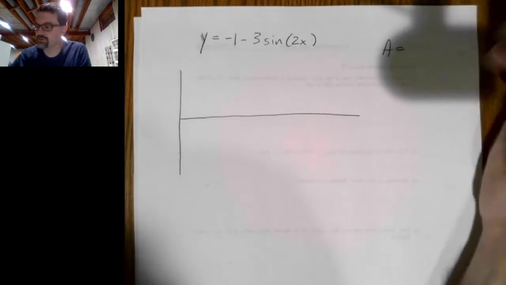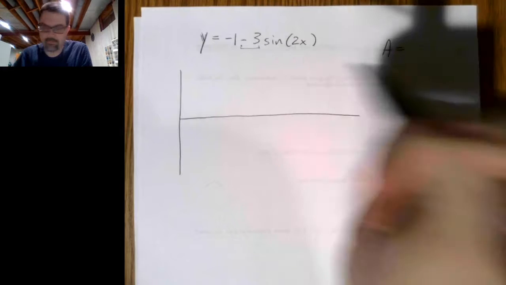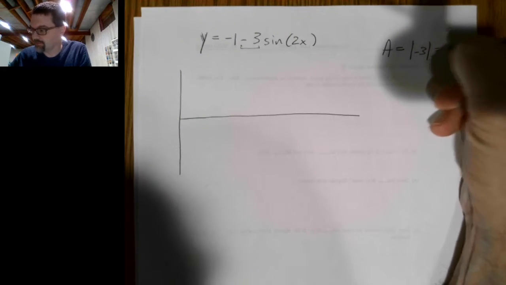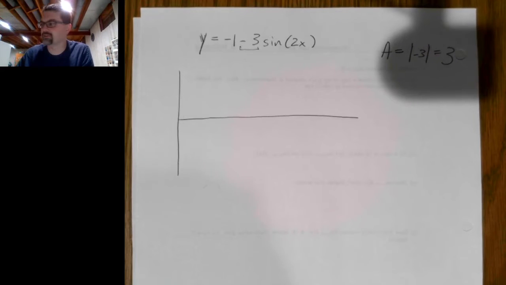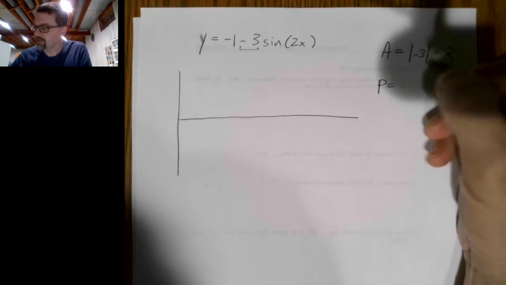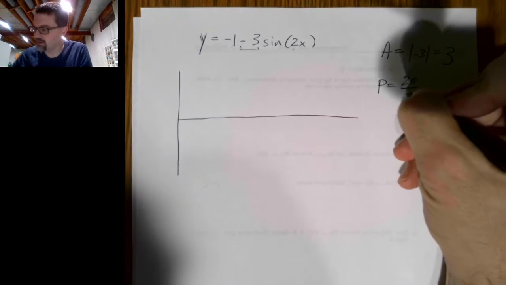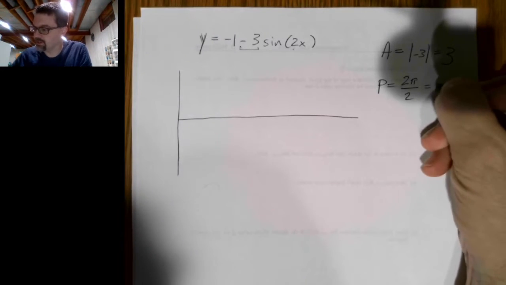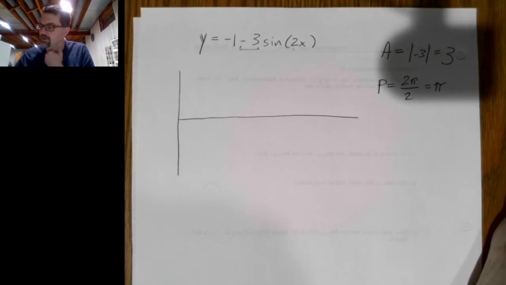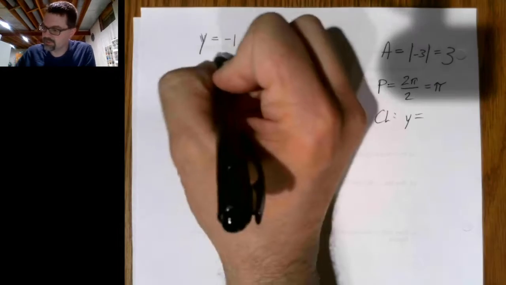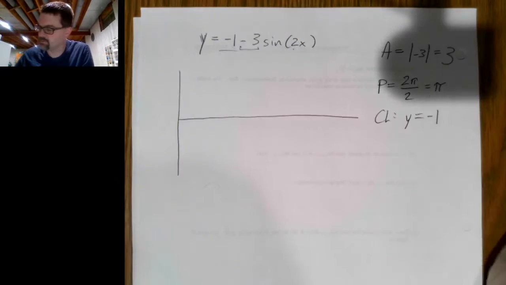So amplitude. Well, we've got a -3 multiplying the sine. Amplitude's always positive, so absolute value, and there we go. Period, 2 pi over, well, we've got a 2 right there. So our period is just pi. Center line, y equals, and that would be this guy out front, -1.